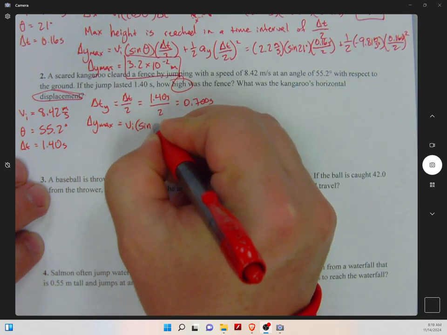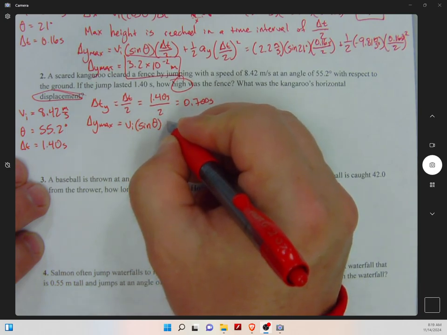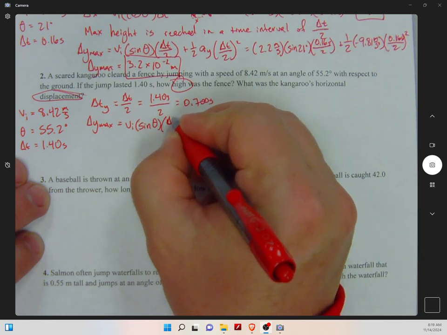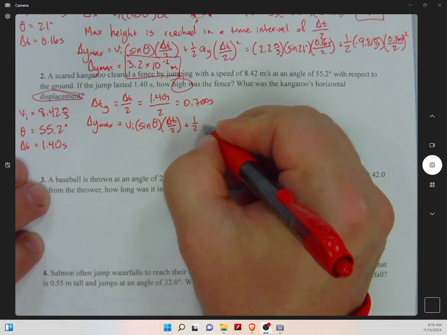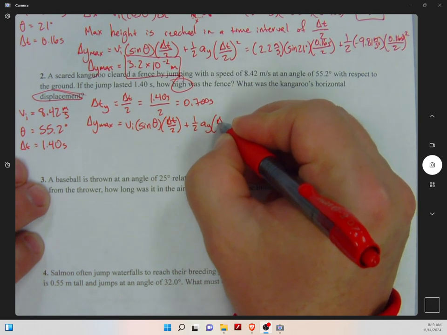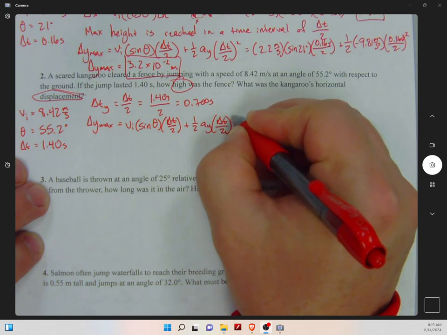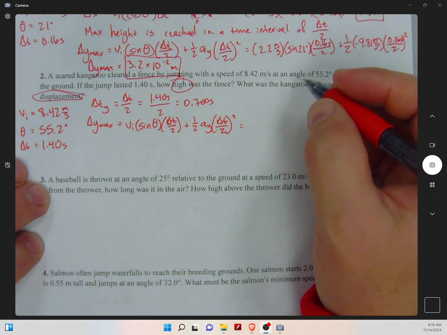So when I go to use my kinematic, which is going to look like vi times the sine of theta times half of delta t, plus 1/2 a in the y direction, again, half of delta t, and we're going to square that.